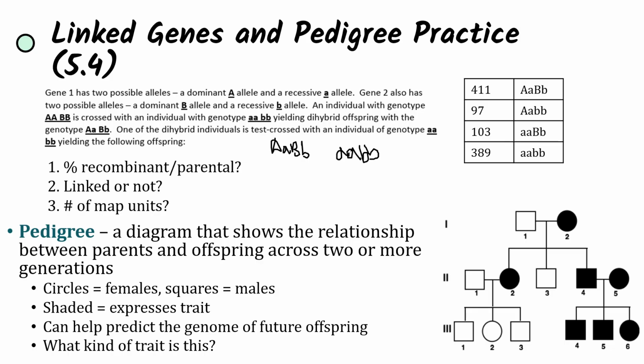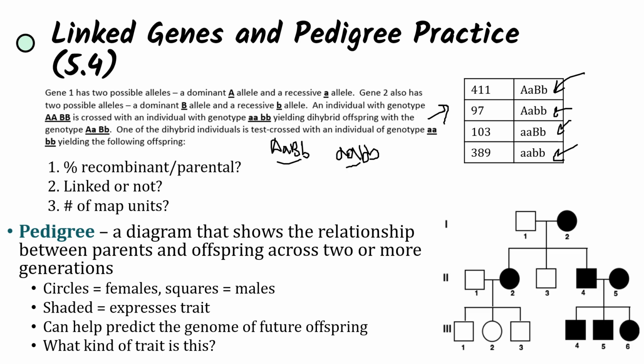Question number 1 asks for the percentage of recombinant and parental organisms that result from this crossing. Parental organisms are going to have the same genotype as either of the parents. So that's going to be the ones who are homozygous recessive and the ones who are heterozygous, while the recombinants are going to be the ones that do not have the same genotype as the parents.